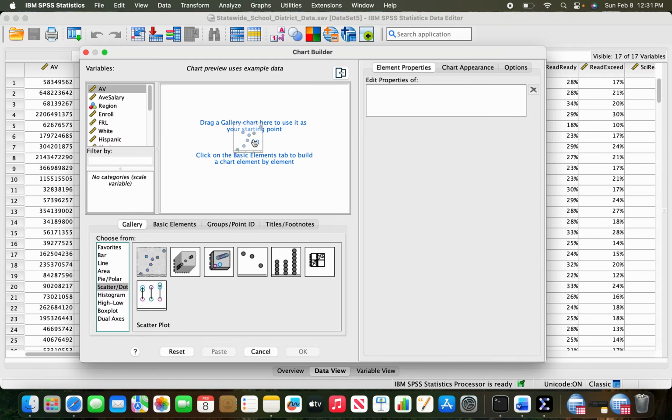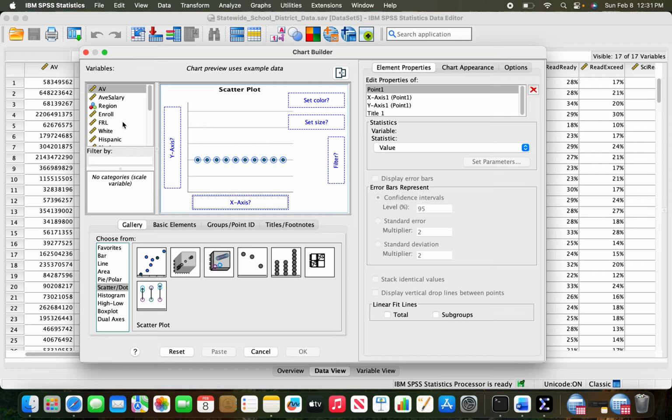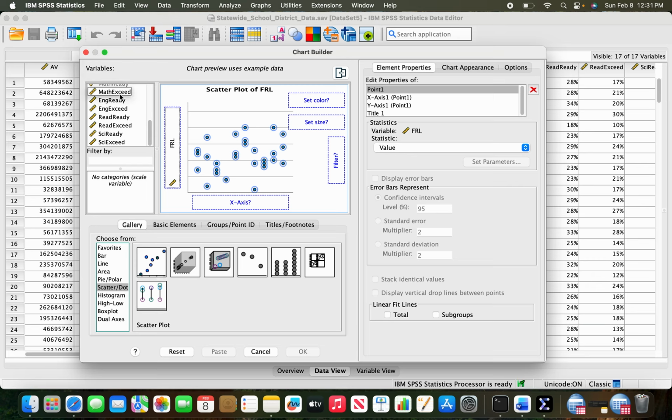I had the hardest time while I was practicing this to get a line to show up. I'm going to do free reduced lunch, as we learned in the lesson. It doesn't matter which axis things go on. And then I'm going to say total. And then I'm going to say okay.